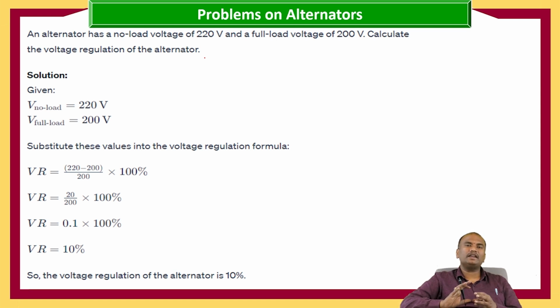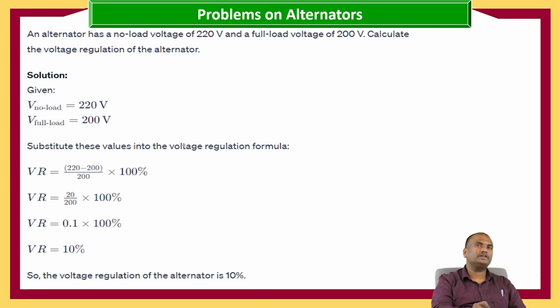When there is a load, there will be a reduction in the voltage because of voltage drops in the resistors, because the current will increase. When the current increases, automatically the voltage drop also increases. So there will be some change in the voltage from no load to full load, and this change should be within minimum values. Here the V no load value is 220 volts, V full load value is 200 volts.